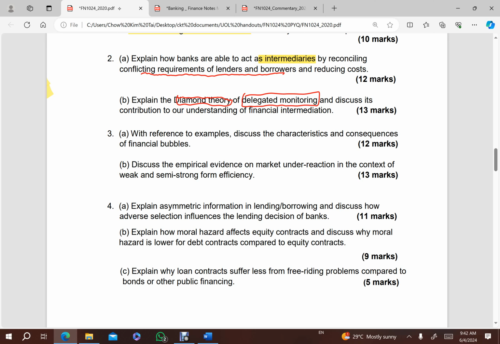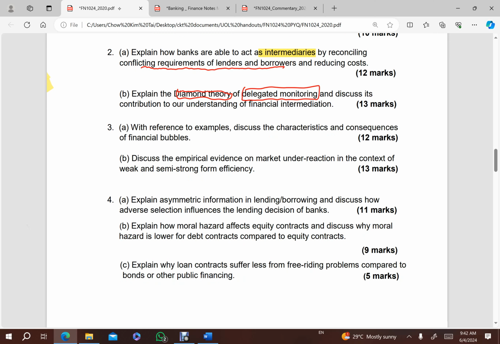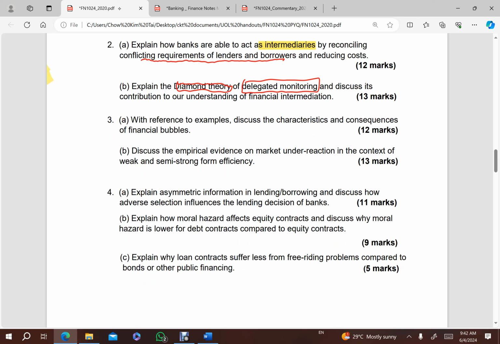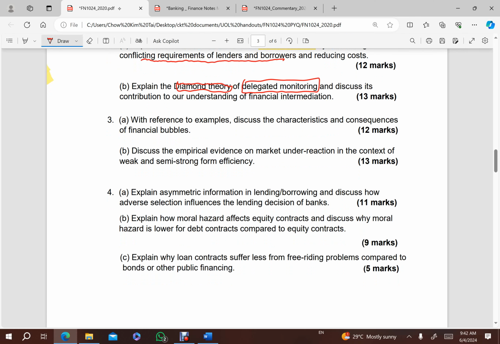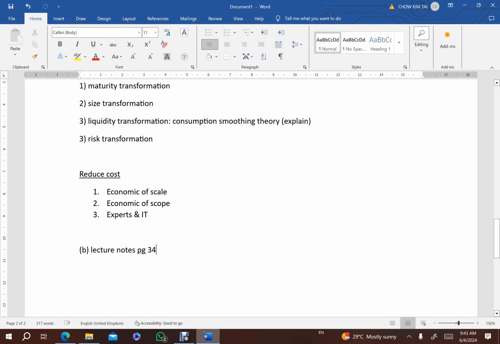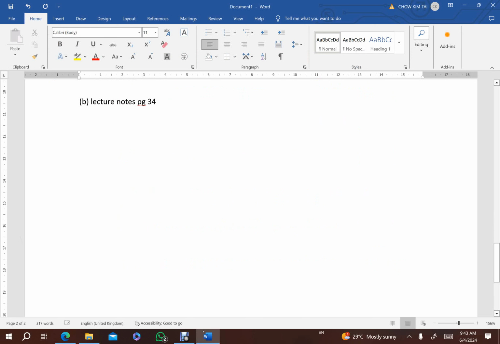Okay, right. I will finish off this paper with question 3 because question 4, asymmetric information, moral hazard problem, all that was already explained in the previous video. So I finish with question 3. With reference to examples, discuss the characteristics and consequences of financial bubbles. Okay, a common question on financial crisis. Okay, financial bubble. So question number 3. So I put it here.